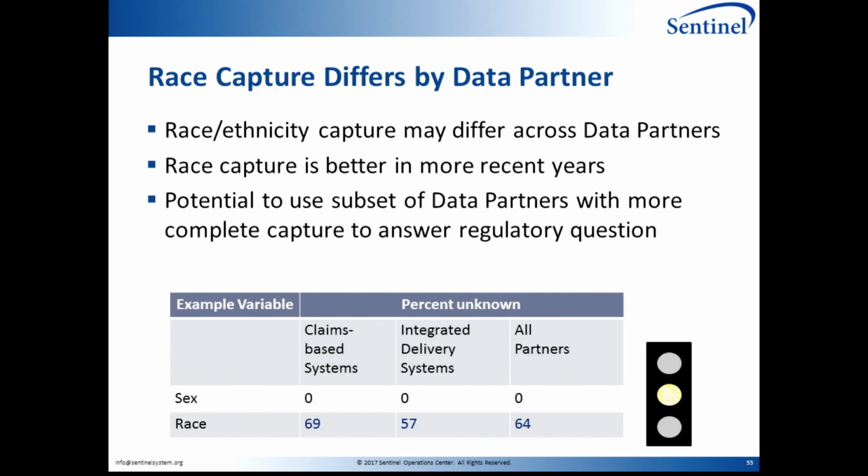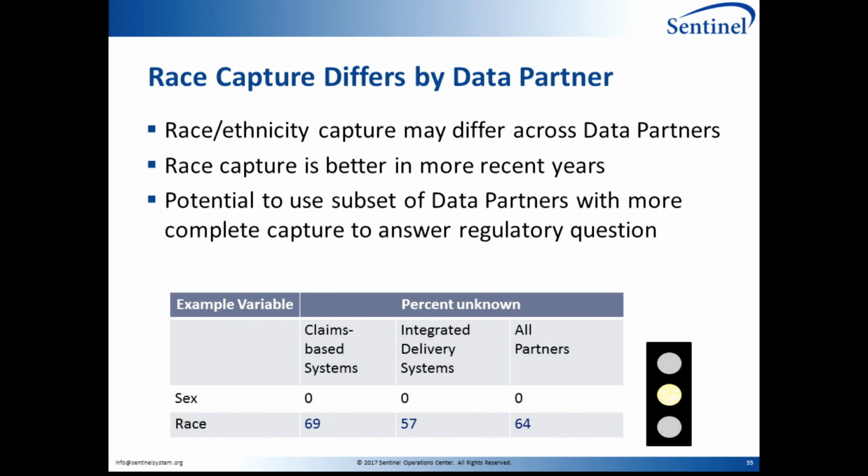Now, here's our first yellow. Race and ethnicity capture may differ across data partners, and as Jeff showed in Bob's story, Kaiser knew that he was Caucasian, but Harvard Pilgrim didn't. And that just showcases the separation of a more traditional claims-based data partner from an integrated delivery system that's going to have that information in an EHR.